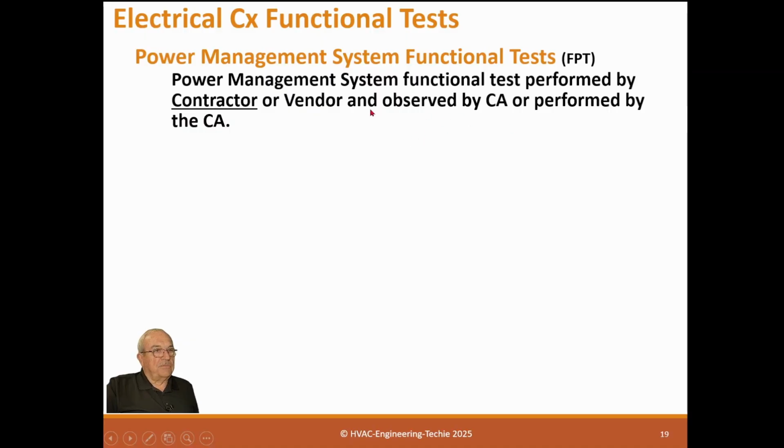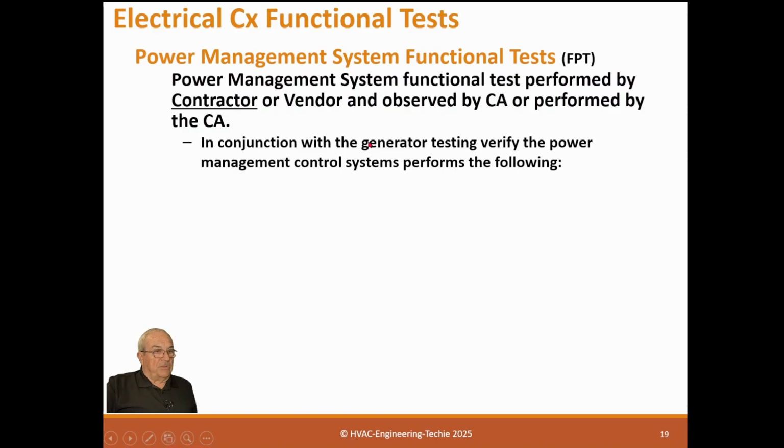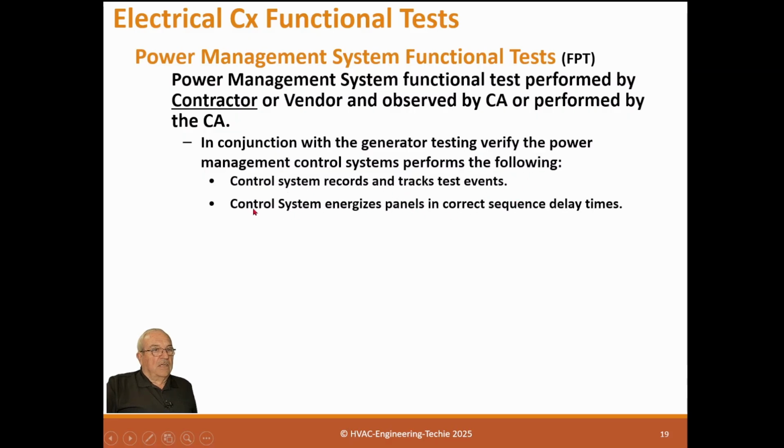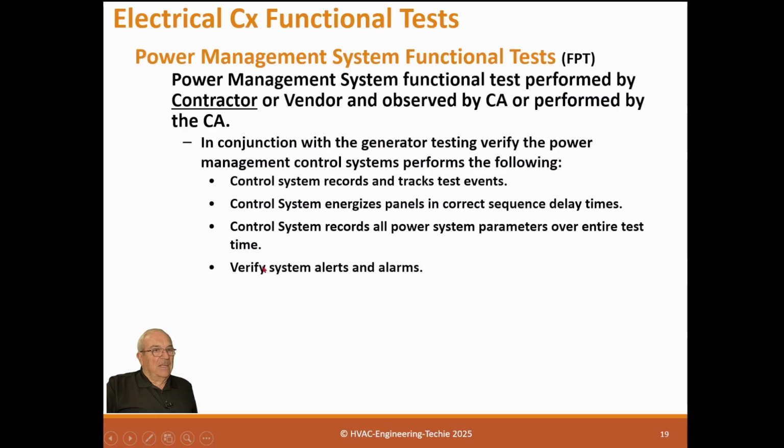Power management systems, normally performed by the contractor or vendor and observed by the CA. It can be performed by the commissioner. In conjunction with generator testing, verify that the power management control system performs the following. Control system records and tracks the events. Control system energizes panels in correct sequence delay times. Control system records all power system parameters over entire test time. Verify system alarms and events. Verify system reports. Now, provide the test script and test data for documentation.